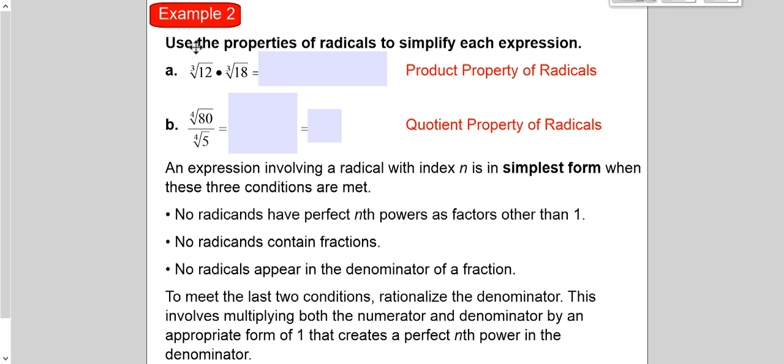Example 2. Cube root of 12 times cube root of 18. Product property of radicals says if they're both cube roots and we're multiplying, we can put them together in one radical. What is 12 times 18? 216. And what's the cube root of 216? 6. Okay, another way to have simplified that without grabbing a calculator, 12 is 2 times 3.